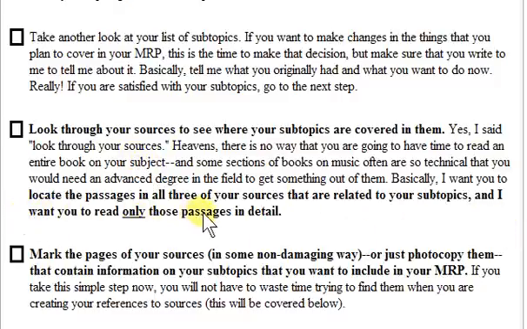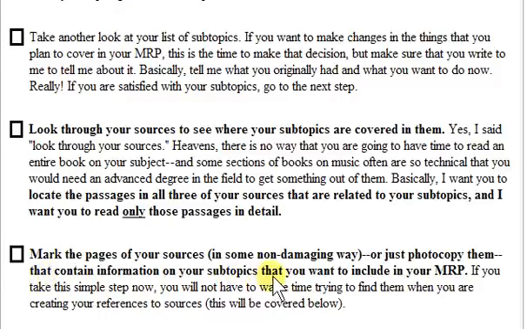Basically, I want you to locate the passages in all three of your sources that are related to your subtopics, and I want you to read only those passages in detail. Again, look through your three sources, locate the sections of them that are related to your subtopics, and read only those passages in detail. If you run across a section that is terribly technical or beyond your comprehension, for heaven's sake, skip it. Do not deal with that aspect of your subtopics. Find things that you can deal with.